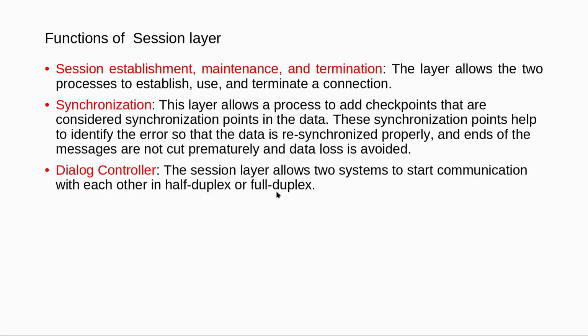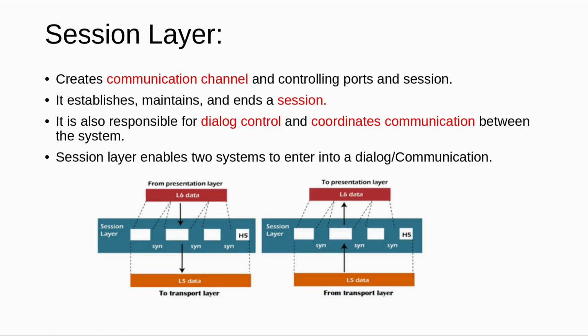This synchronization point helps to identify errors so that data is resynchronized properly, and the end of messages is not caught prematurely and data loss is avoided. So synchronization prevents data loss even if the connection is lost for a bit of time. Another function is dialogue control. The session layer allows two systems to start communication with each other in full duplex or half duplex. Obviously this looks kind of vague, right?